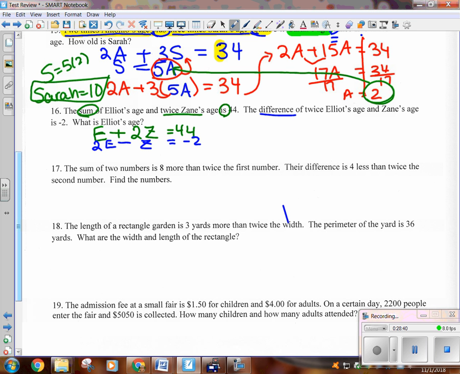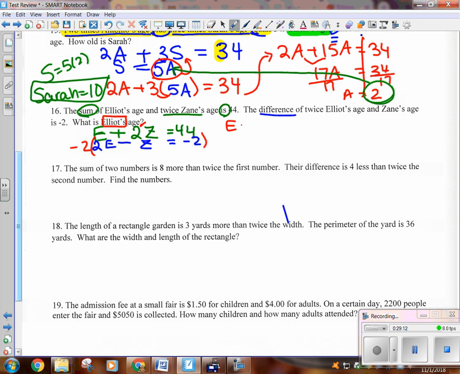Okay. This one's set up to probably eliminate. You could change it for substitution if you chose to, but I'm going to eliminate this one. I need Elliot. So if I can get rid of Zane, then I'll solve for Elliot first, and I won't have to solve for the second one. So if I'm smart, I'll try to get rid of the Z. Well, if this is a positive Z, I need a -2. So I'm going to multiply this by -2.